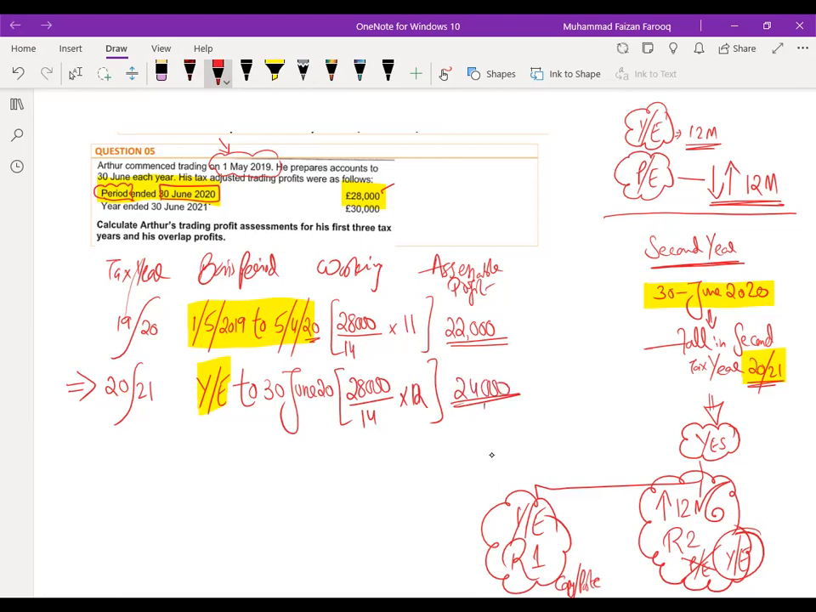Rule 2 applies when your period end is for more than 12 months. Then what are we supposed to do? Converting your period end into year end means make it exactly 12 months. Either it's 15 months, you will make it 12 months. Either it's 16 months, you will make it 12 months. Whether they are 13, 14, whatever, greater than 12, you must restrict them to 12 months. That is rule number 2.